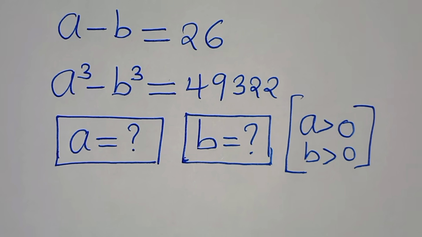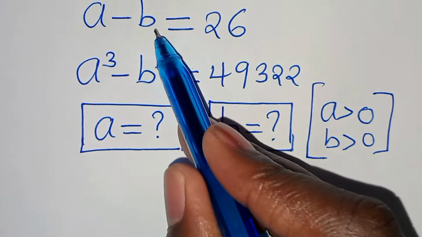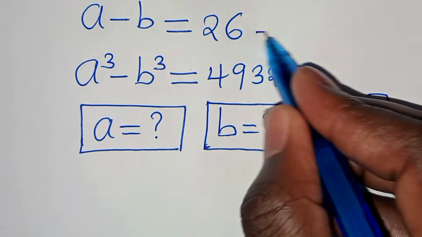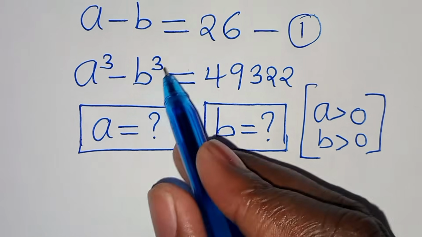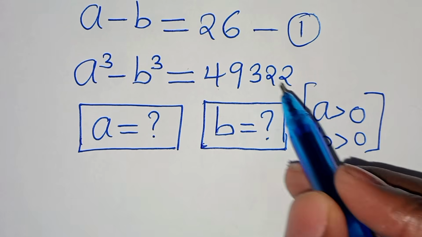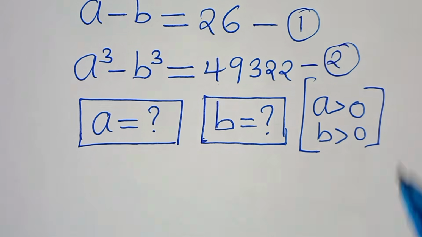Hello everyone, you're welcome to solve this nice algebra problem. a minus b is equal to 26. Let's call this equation 1. a to the power of 3 minus b to the power of 3 is equal to 49,322. Let's call this equation 2.